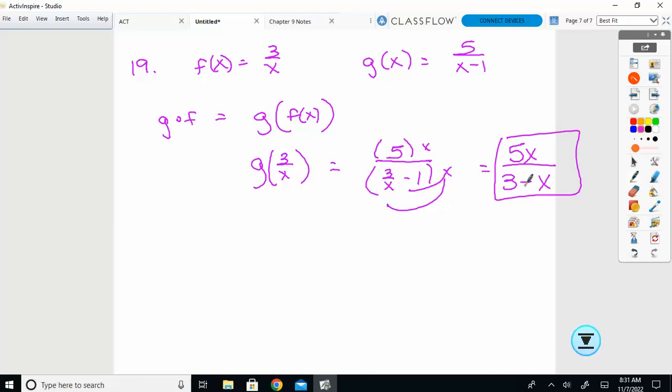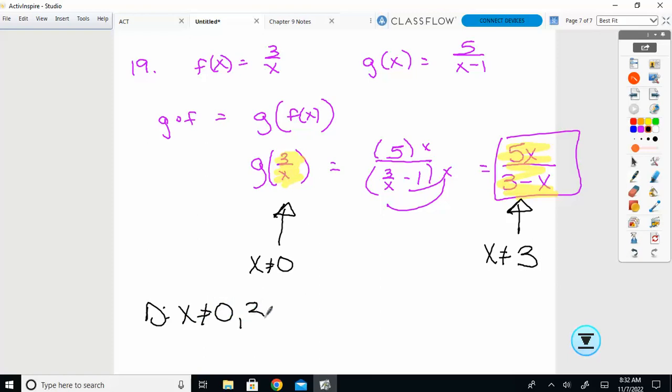The domain. This is the one where you have to look a couple different places for the domain. Where do we have to look? The original thing you plugged in, the inside function, and the final answer. So when I look at my inside function, what can x not be? 0. When I look at my final answer, what can x not be? 3. And that's because in a fraction, the bottom can't be 0. So for my final domain, since I have multiple values, you are allowed to just tell me that x can't be a 0 or a 3.